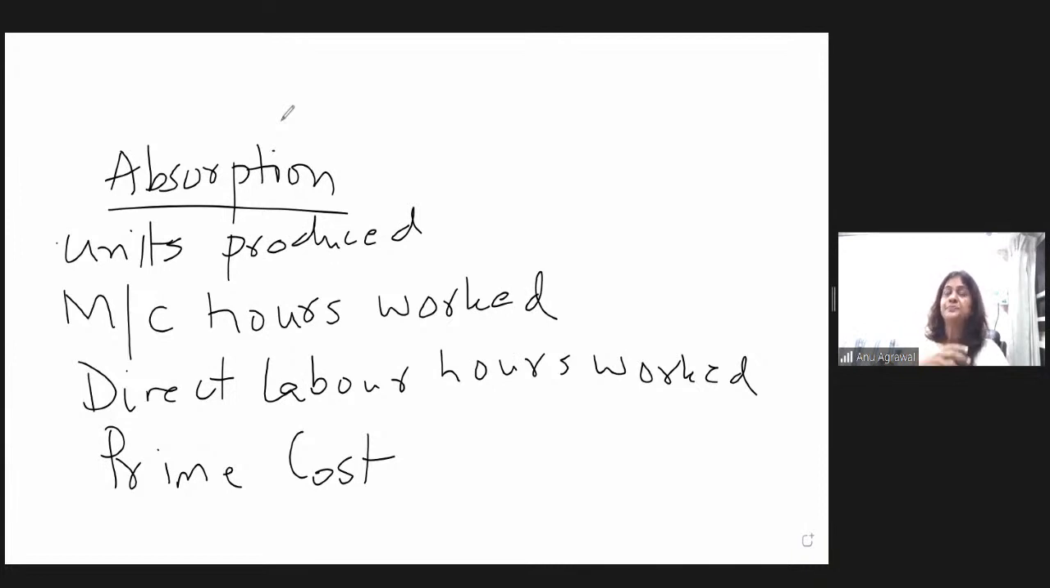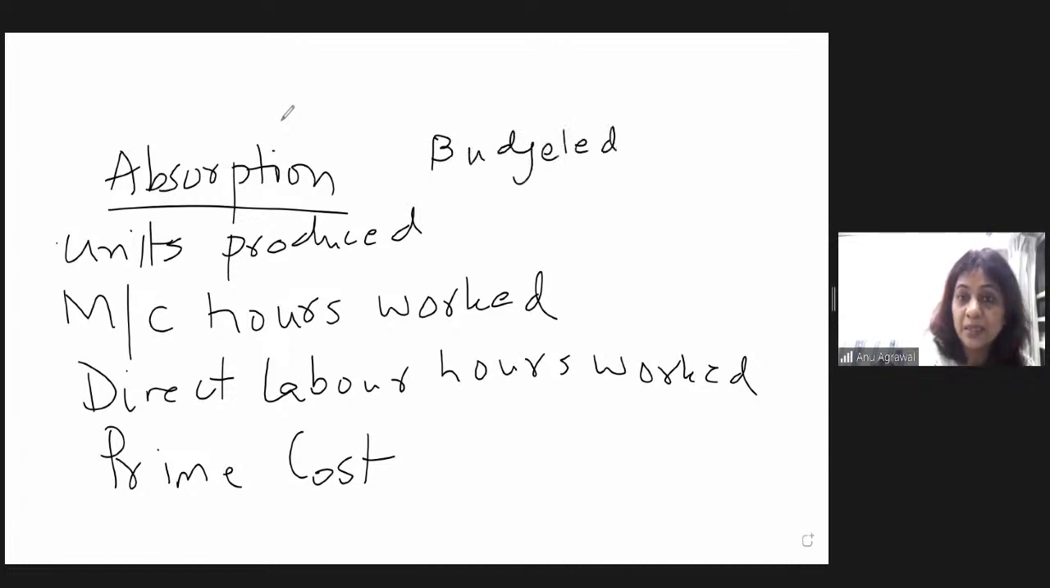Now let us say the total overheads in department P1 are going to be 1 lakh rupees, and you want to go by units produced. So what do you do? You say, okay, my budgeted overheads. Why budgeted? Because you do costing on day one.